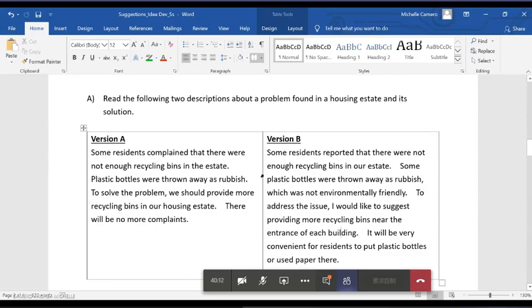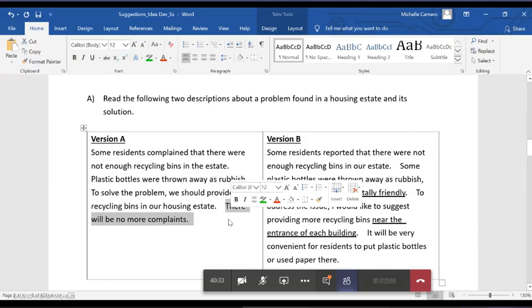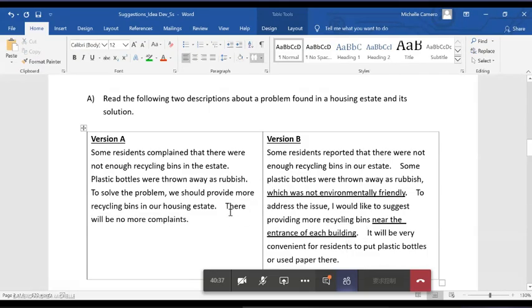So where are they? The first one is right here. Which is not environmentally friendly? That's an added idea. All right, then we've also got, it says to address this issue, I would like to suggest providing more recycling bins near the entrance of the building. That's another added idea. And here, they did add an idea. This person added an idea. They said there will be no more complaints. But here, they also gave an advantage, because this is an advantage. This is their advantage. This is the idea they added.